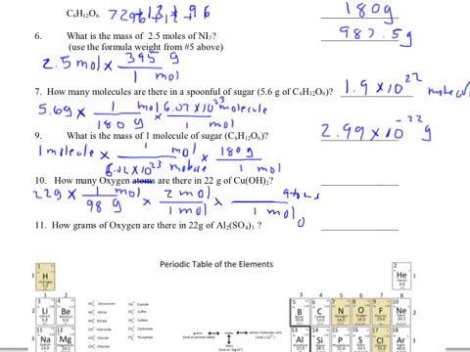And you know what 1 mole always equals? You guessed it, 6.02 times 10 to the 23rd. So I'm going to put in 22 times 1 divided by 98 times 2 divided by 1 times 6.02 times 10 to the 23rd divided by 1. When I do that, I'm going to come up with 2.7 times 10 to the 23rd atoms of oxygen.